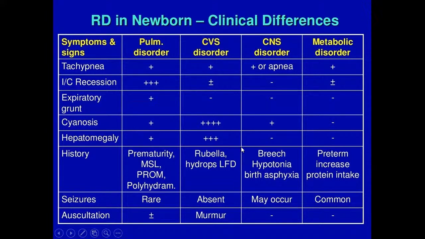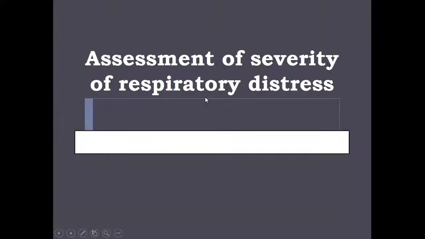Any baby with asphyxia, like a breech presentation or difficult delivery, hypotonia, or abnormal malformation will be more likely to have CNS disorders. Preterm babies with increased protein can have metabolic acidosis, and the history can relate to more metabolic disorders. Seizures usually suggest metabolic or CNS disorders. In pulmonary disease, seizures occur only if the baby has severe hypoxia. Murmur presence usually suggests a cardiac disorder.